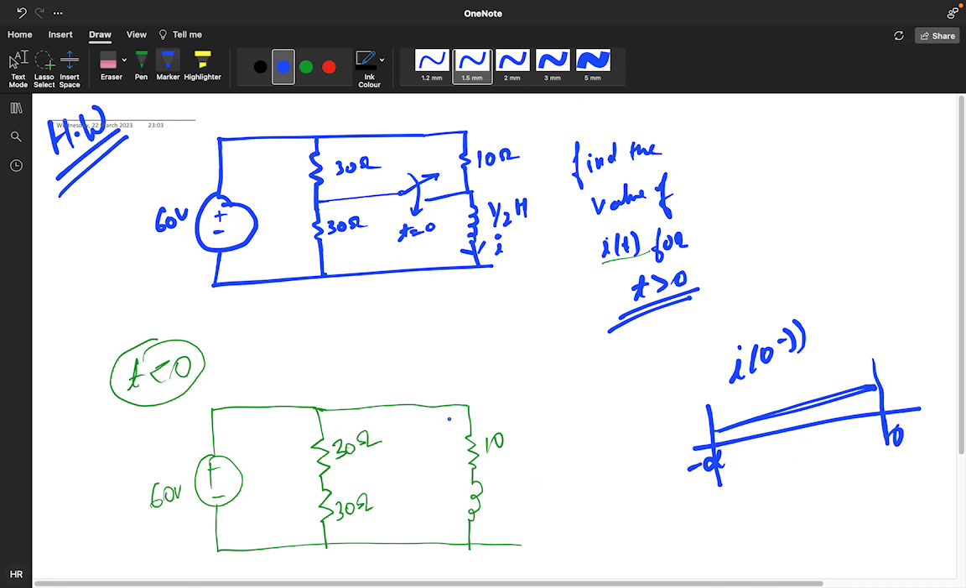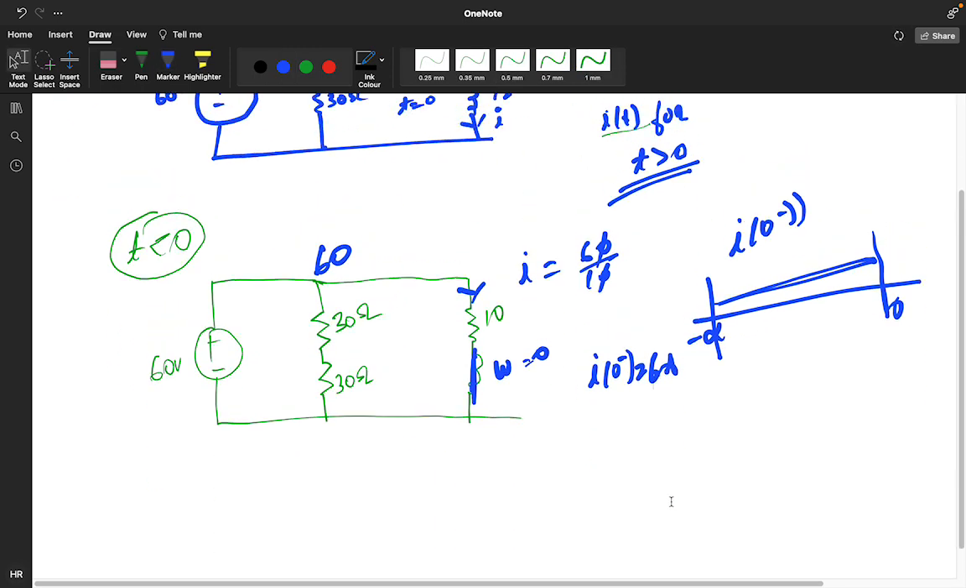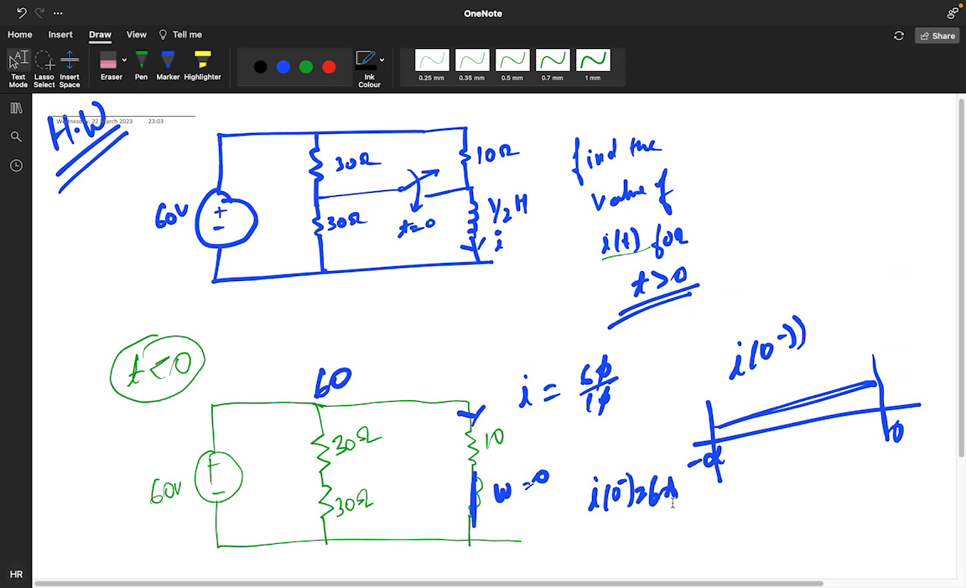in steady state. So the inductor, at steady state, becomes a short circuit. So what will be the current? Current will flow in this particular path. This is 60 volt, this is also 60 volt. So the current will come as 60 by 10. So I of 0 minus, we are getting 6 ampere. So we know the value of I of 0 minus.